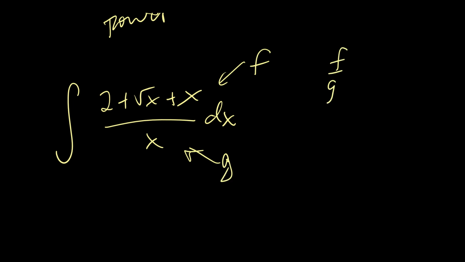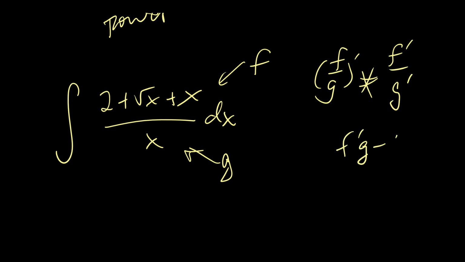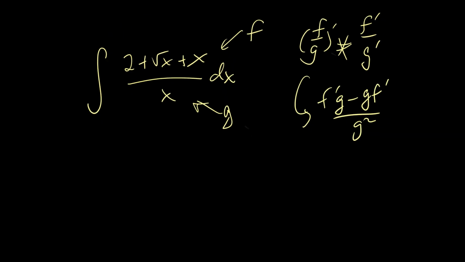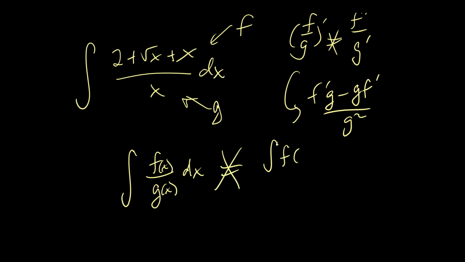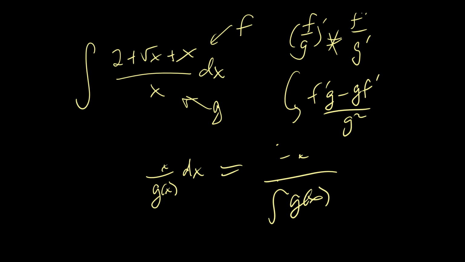And remember, when you took the derivative of the quotient, this was not the derivative of the top over the derivative of the bottom, right? It was f prime g minus g f prime over g squared. That was the derivative of this. So it's the same idea here. If you have the integral of a function on top and a function on the bottom, this is not the integral of the top over the integral of the bottom. Okay, so don't ever do that. There may be one case in which that works, but otherwise it doesn't.